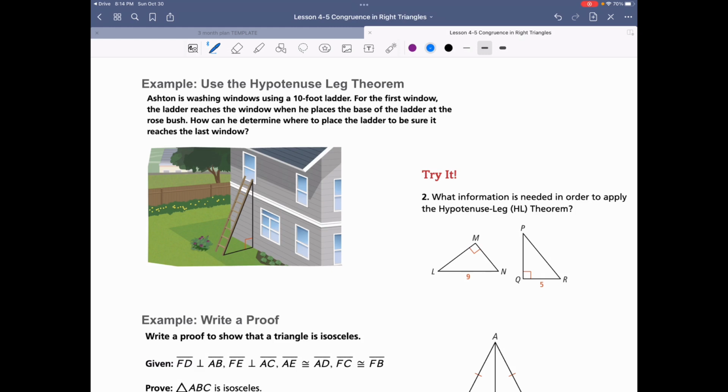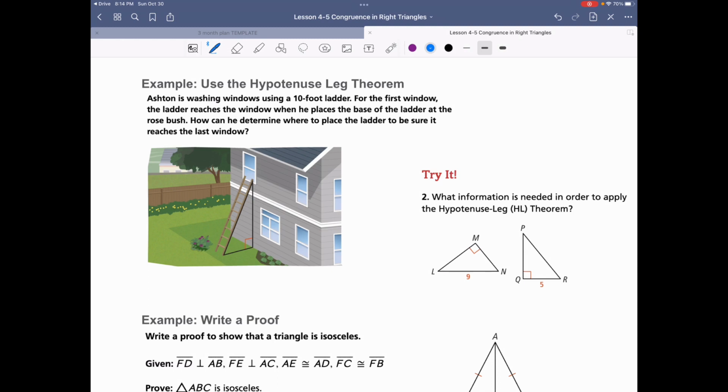the ladder is 10 feet tall, but it doesn't go that high on the side of the house because it's pushed out away. So the hypotenuse is 10 feet, but the height of the triangle is actually less than the hypotenuse. And we know that because in a right triangle, the hypotenuse is always the longest side.